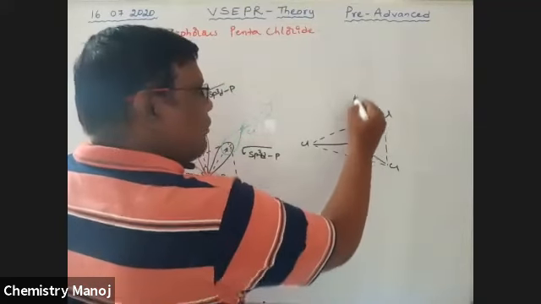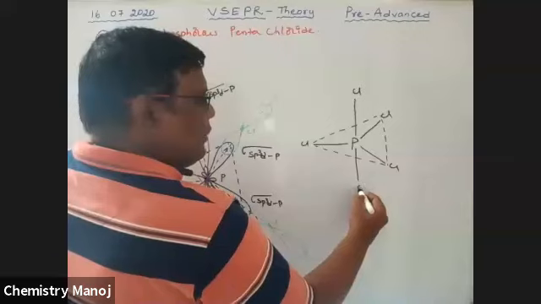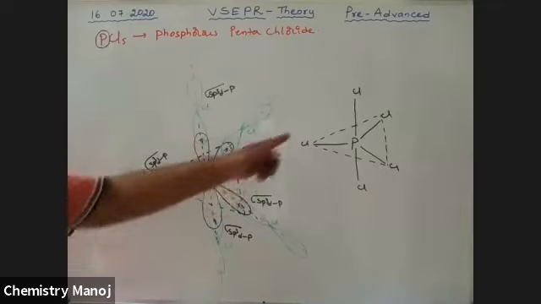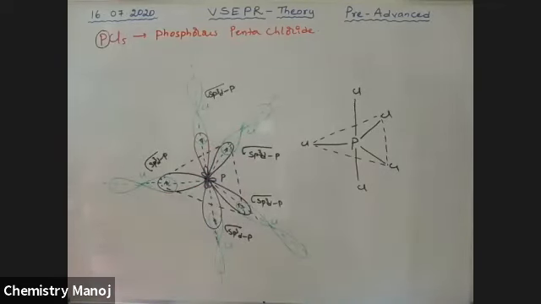One chlorine above the plane and one chlorine below the plane. So these two are the same, and this is the orbital picture, that is, the bond length picture. In your exams, this picture is very, very important. You should draw this picture.